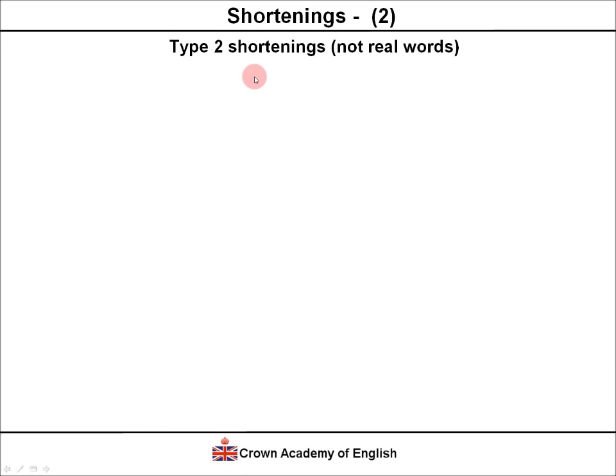Let's look at the type 2 shortening. These are not real words. So here are some common examples. So this one is an abbreviation for the month of February. We have dropped the end of the word. This is an abbreviation for Saturday.